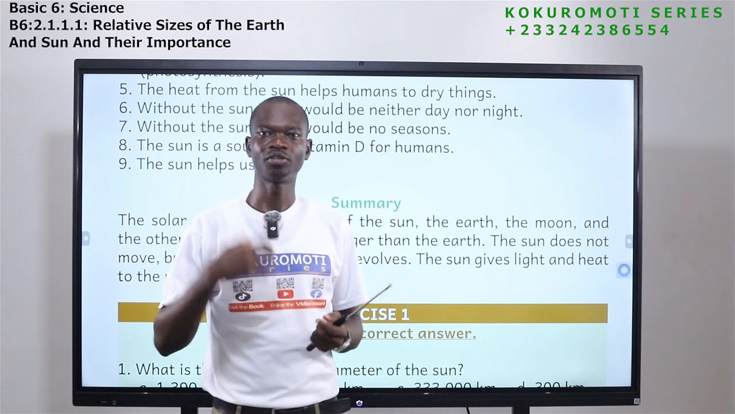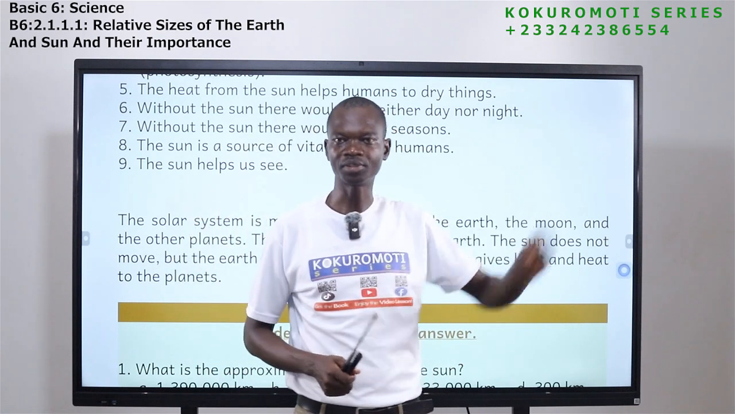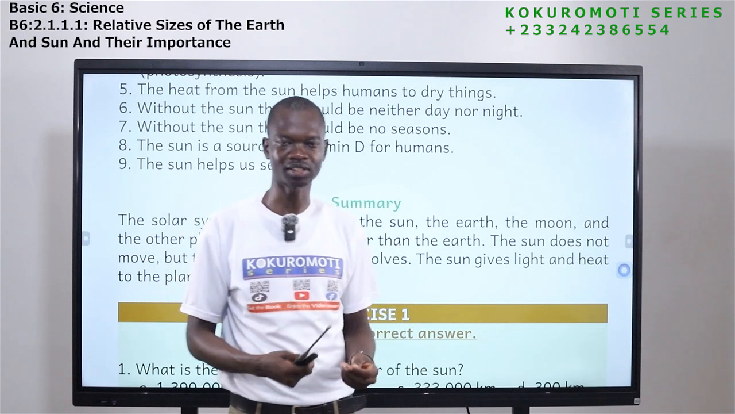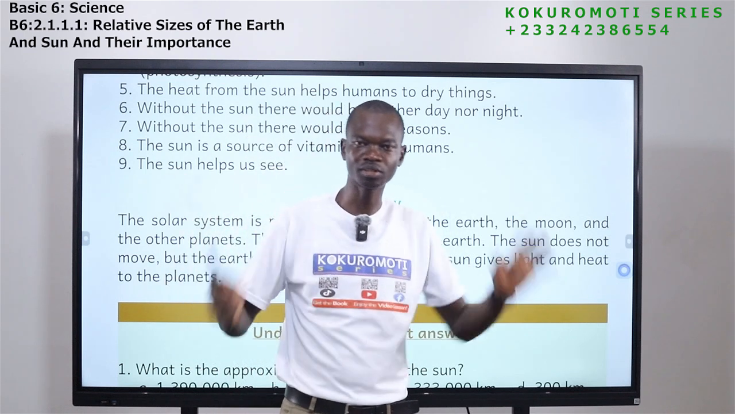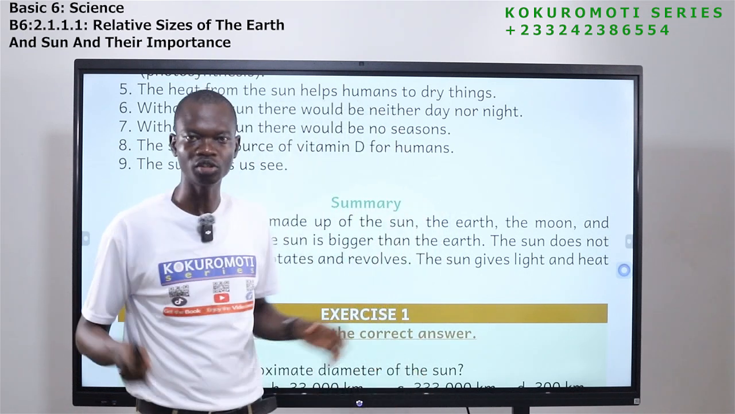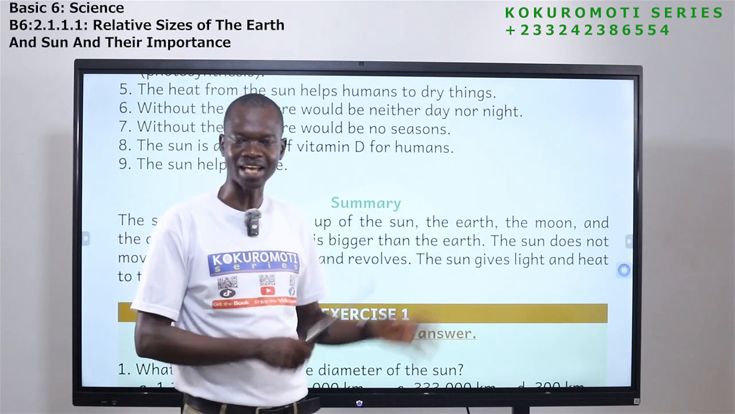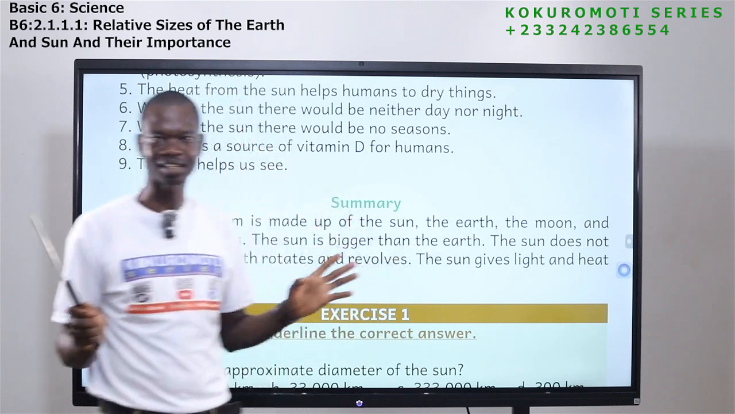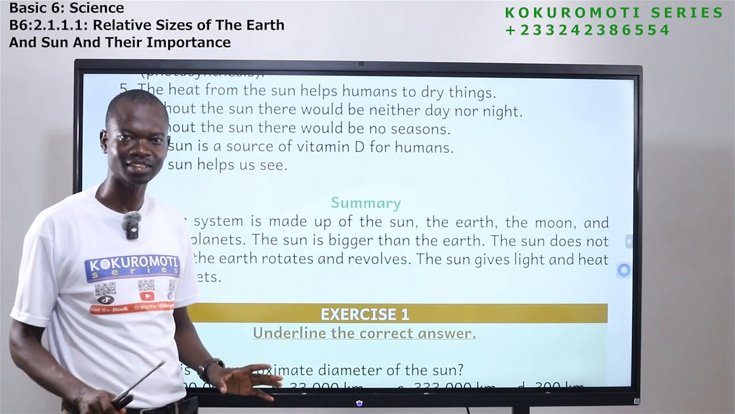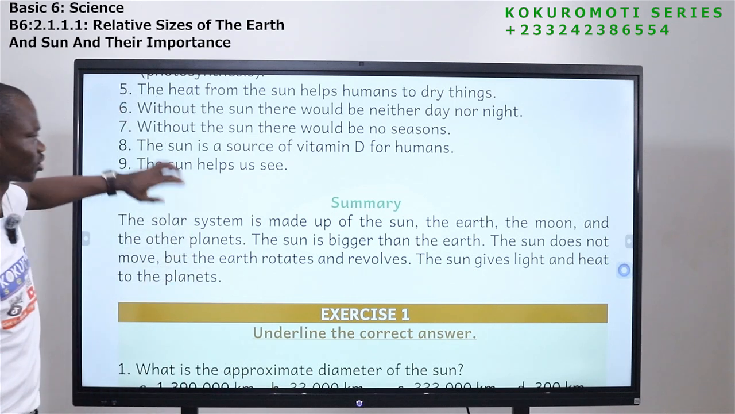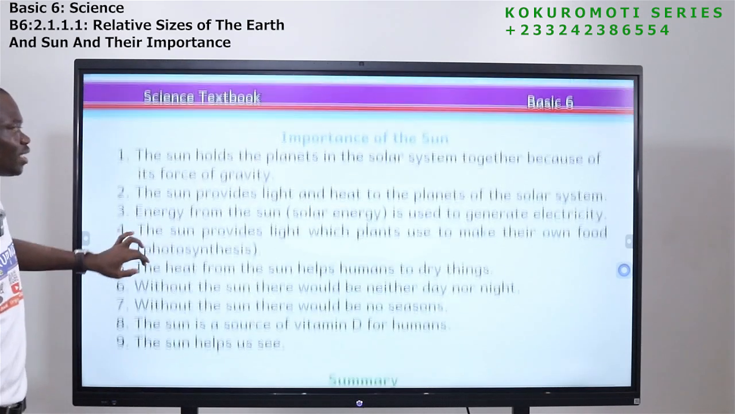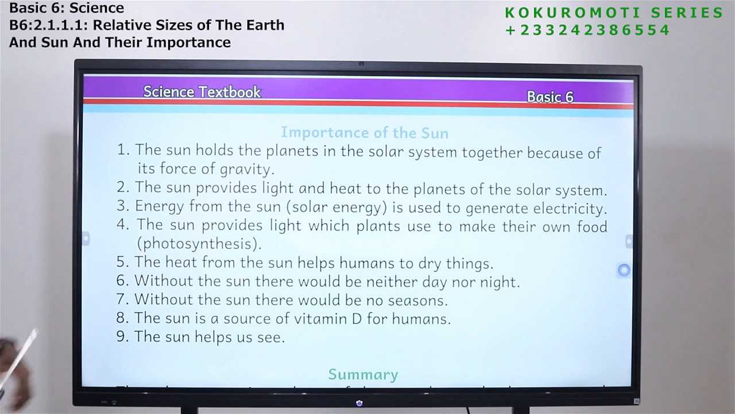That's why in the night, we have bulbs, torchlight, and other things that help us to see. But during daytime, we don't use bulbs, we don't use torchlight, we don't use these sources of light. We only depend on the sun to give us what? Light. Okay. So these are the importance of the sun.